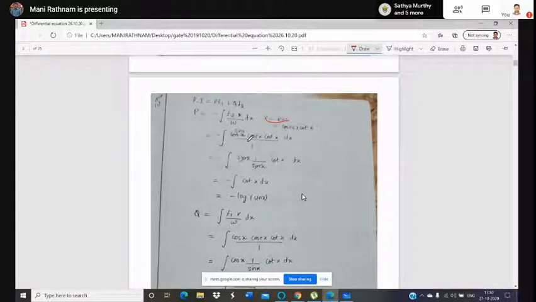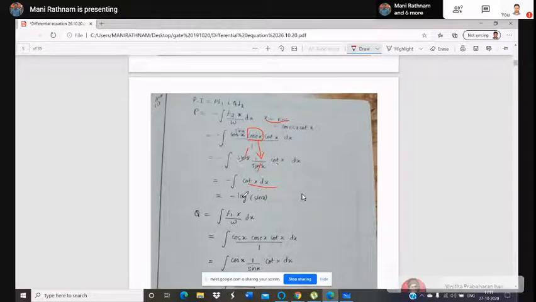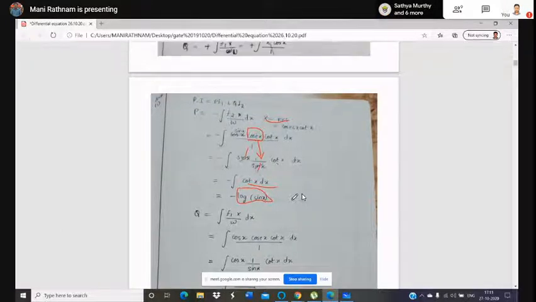So cosecant x can be written as 1 by sin x, by the trigonometric formula: cosecant theta equals 1 by sin theta. After that you see that the sin x cancels, and only cot x remains. So the integration of cot x dx is there. This is the formula: the minus stays as it is. The integration of cot x is log of sin x, that is the formula. So it becomes minus log of sin x, right?